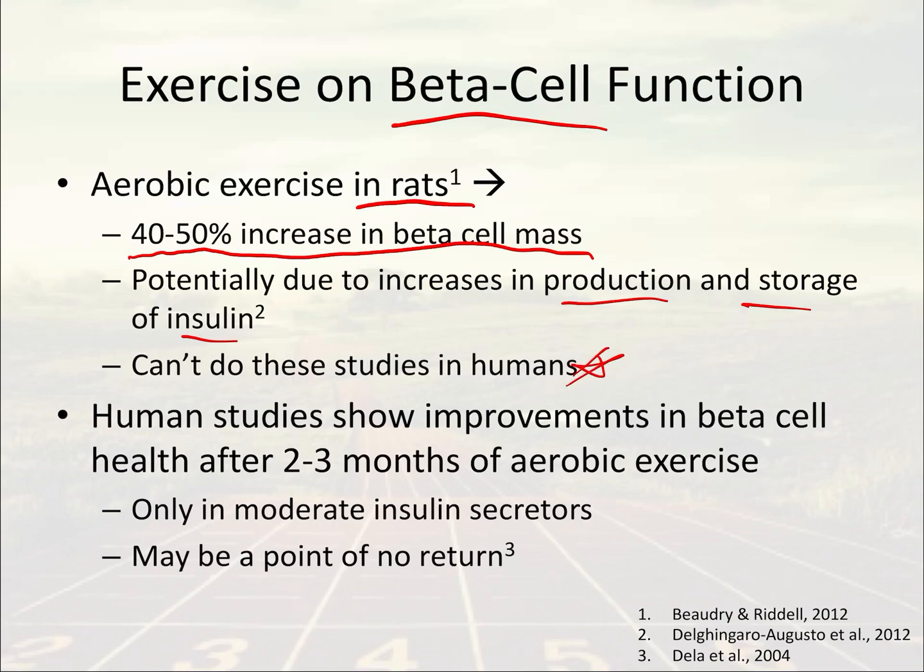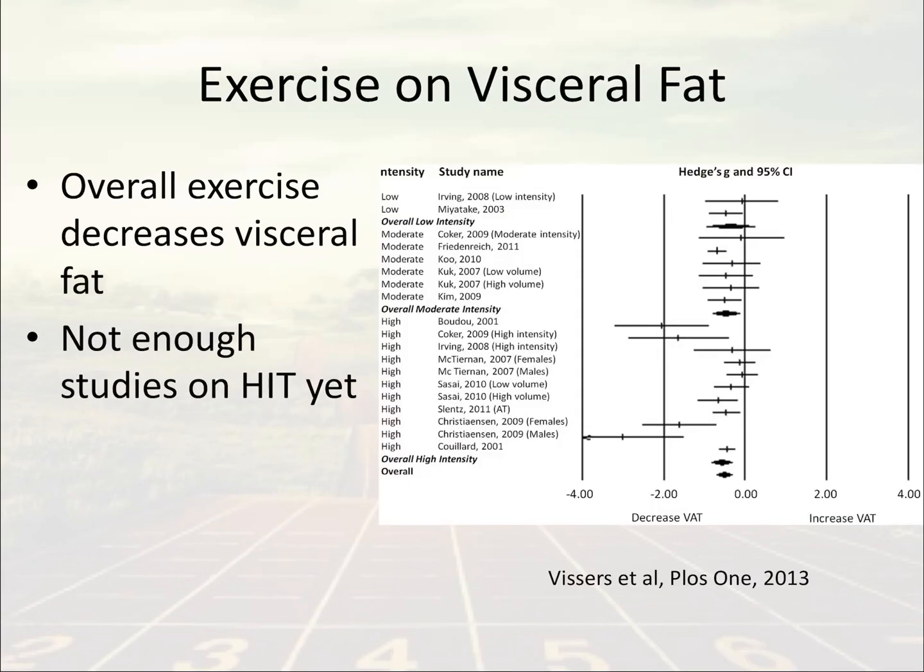We can't do these studies in humans. The human studies that we do can look at some other factors, which are kind of other measures of insulin secretion ability, and they see improvements in beta cell health after about 2 to 3 months of aerobic exercise, but only in people who still were able to secrete some insulin. Type 2 diabetics that are long-term, very unhealthy, end stage, they don't release insulin anymore. Then they become like type 1 diabetics. Those types of people did not improve their insulin production with aerobic exercise, only the ones that could still release some insulin. So that's the beta cells.